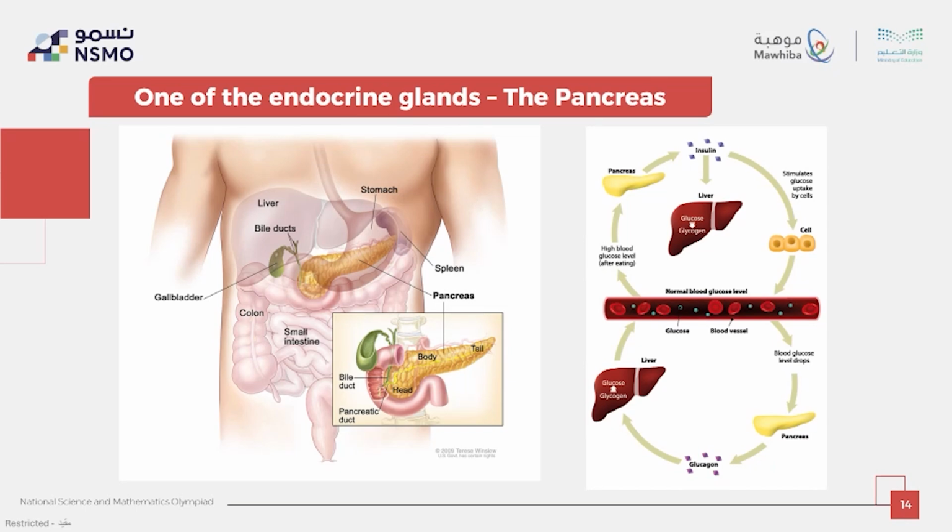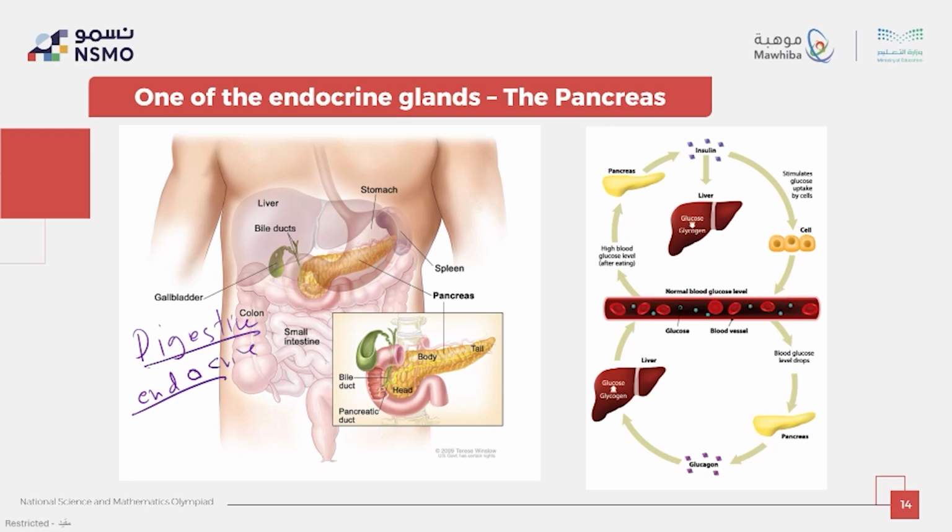So let's ask this question. What does the pancreas do? The pancreas is a gland located behind the stomach and has a dual role, digestive and endocrine. Let me write it down here. The role of it: digestive and endocrine.